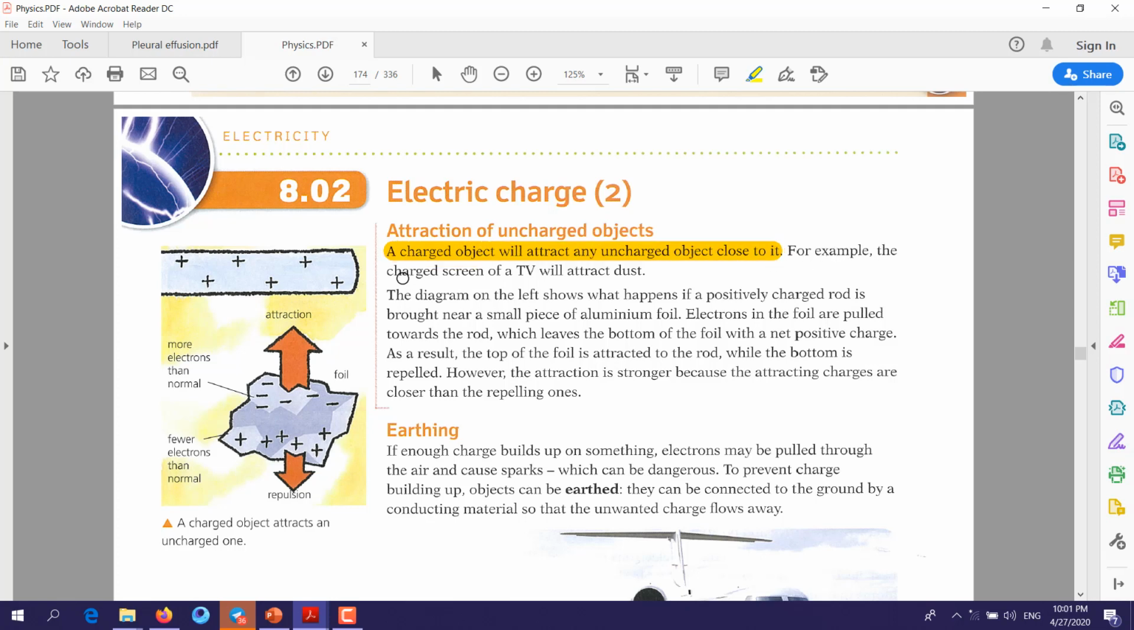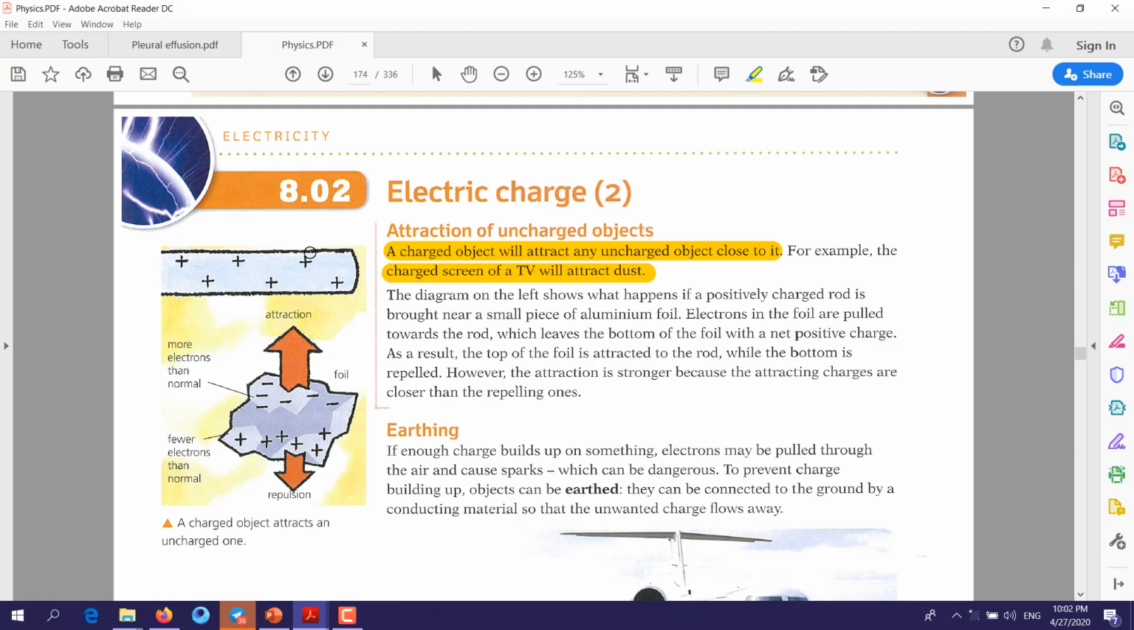For example, the charged screen of a TV will attract dust. Usually whenever you look at the TV or touch the TV, you will see there is dust on it. Why is this dust on the TV? This is because the TV screen is charged. It has charge, and the dust is uncharged. So we will see how this happens.